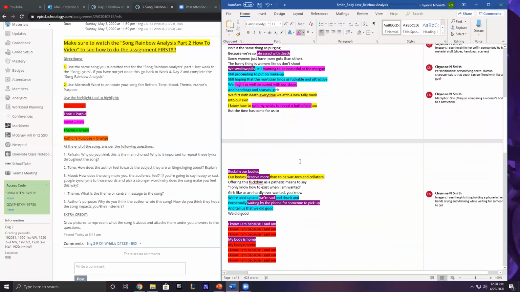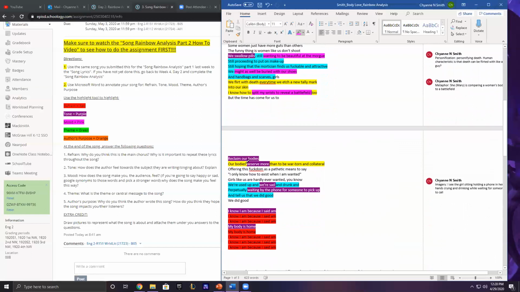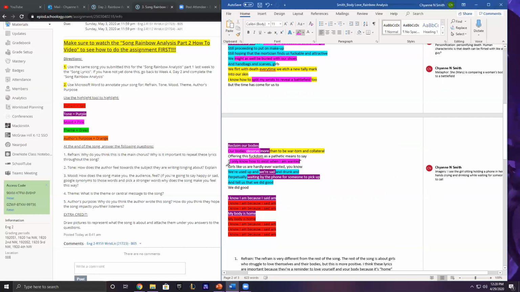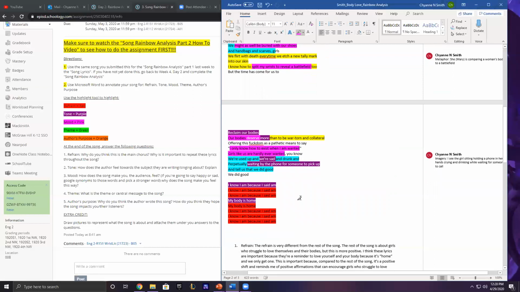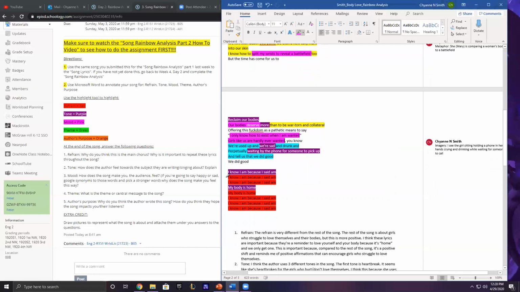What else? I also thought "our bodies deserve more," so I'll highlight that part so that I can see the difference. This line, "I only know how to exist when I am wanted," was another one that makes me feel pretty emotional. Along with "girls like us are hardly ever wanted." And then again, the last part, "I know I am because I said I am," so I'll highlight a second one. And then "body is home again."